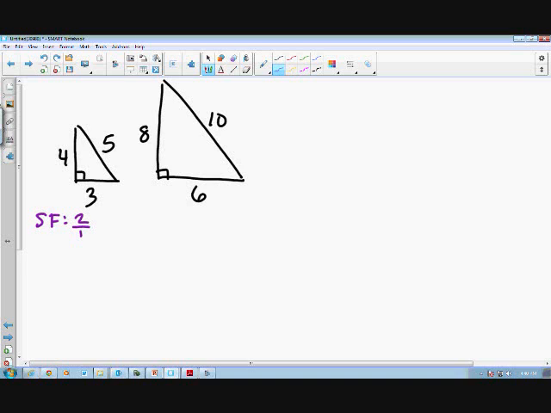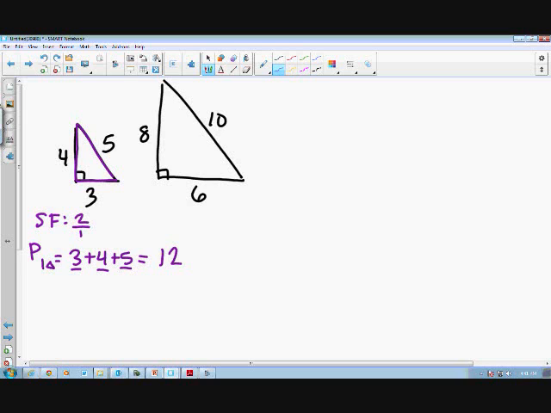Now what's the perimeter? The perimeter of the first triangle is just walking the edges and adding them up, right? 3 plus 4 plus 5 equals, well, let's see. 3 plus 4 is 7. What is 7 plus 5? You should have thought 12.